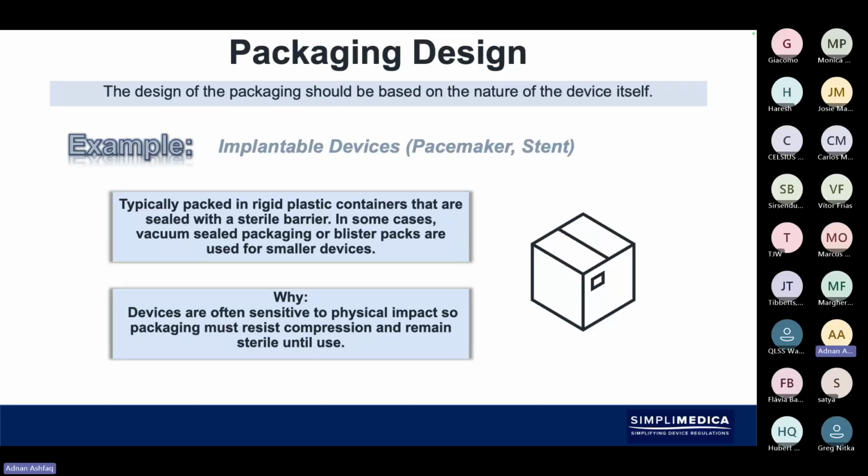So for example, if you've got implantable devices, such as a pacemaker or a stent, they're typically packaged in rigid containers. You'd have a sterile barrier. In some cases, for a smaller device, these are vacuum packaged blister packs. Because these devices are sensitive to physical impacts, the packaging must resist compression and remain sterile until its use.